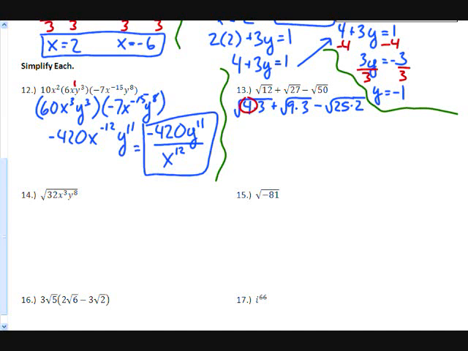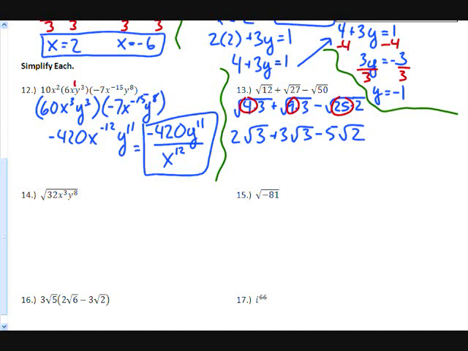The square root of a 4 gives me a 2. I write it on the outside. The square root of a 9 is a 3. It's a change number on the outside. The other 3 is still trapped. And then here the square root of 25 is a 5. It's a change number on the outside. The 2 is still trapped.